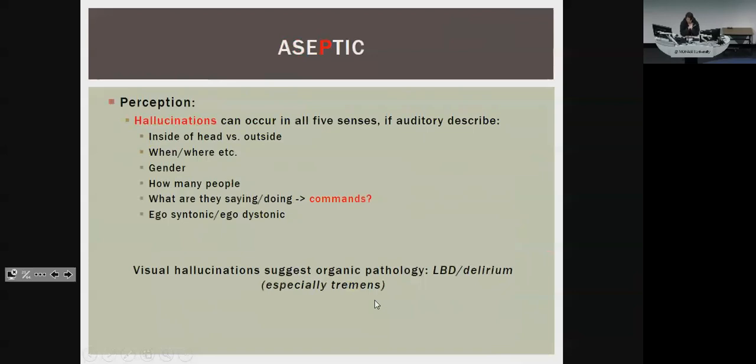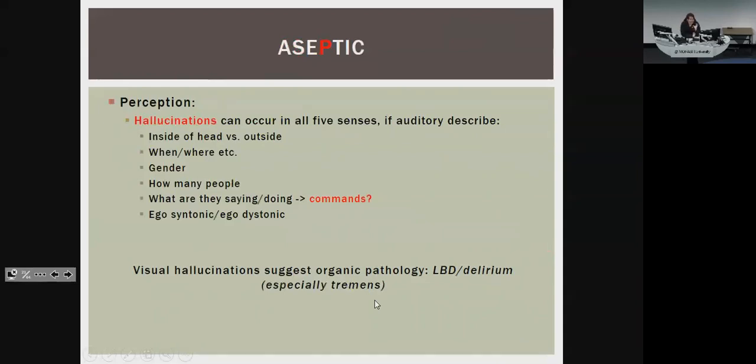Good. So a hallucination can occur in all 5 senses. In the disorders of the schizophrenia spectrum, the most common by far is auditory hallucinations. And if you get an OSCE with a psychotic patient, it will be an auditory hallucination, guaranteed. Visual hallucinations are organic until proven otherwise, okay? So you need to rule out delirium tremens, which is technically an organic disorder, and that's due to alcohol withdrawal, and also Lewy body dementia. They're your 2 classic conditions in which you can get visual hallucinations, and they're both organic.